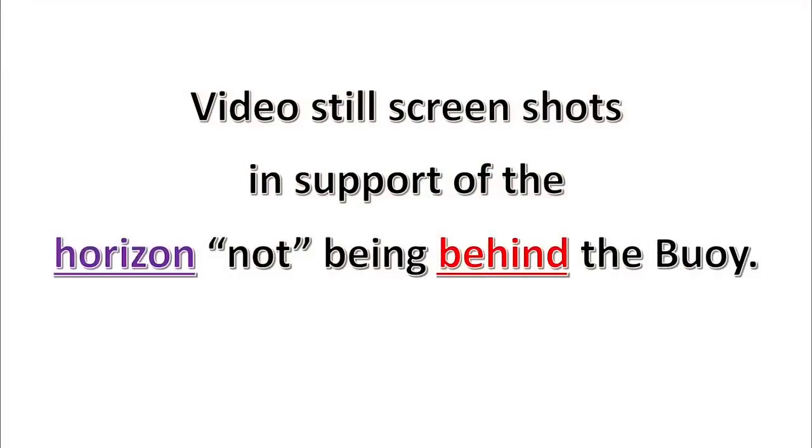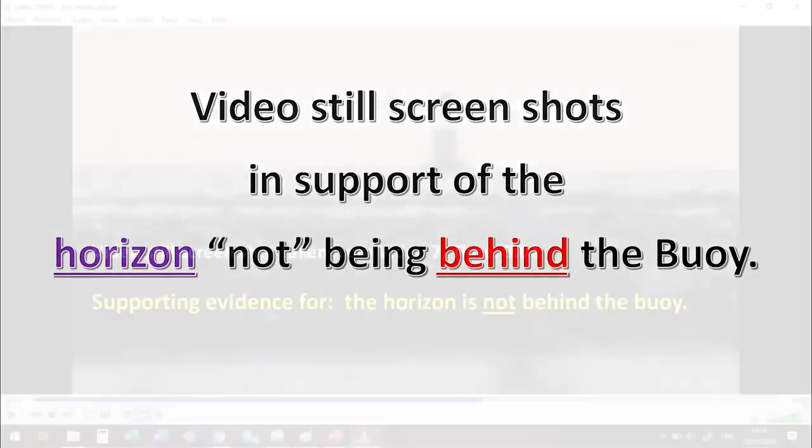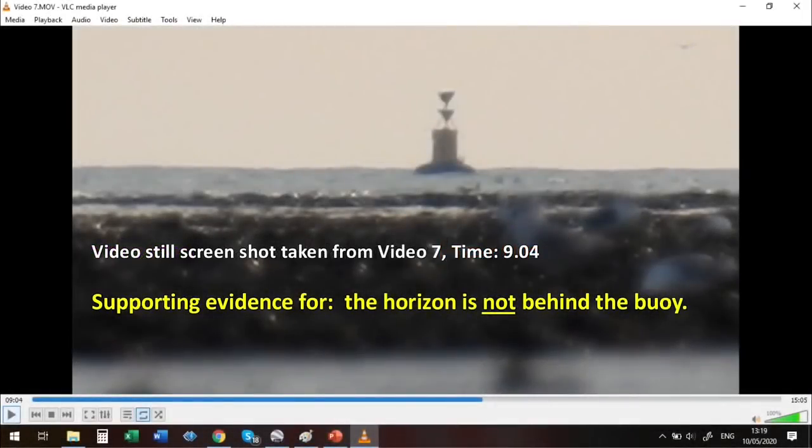Video still screenshots in support of the horizon not being behind the buoy. Video still screenshot taken from video 7, time 9 minutes 4 seconds, supporting evidence for the horizon is not behind the buoy.